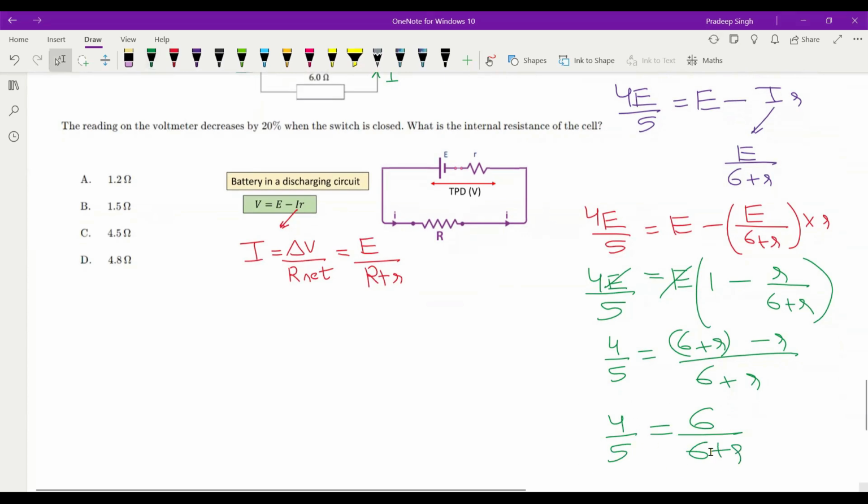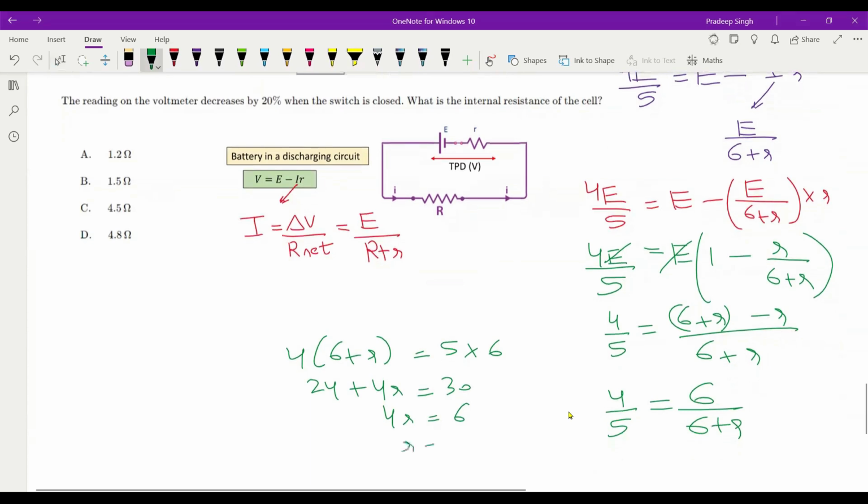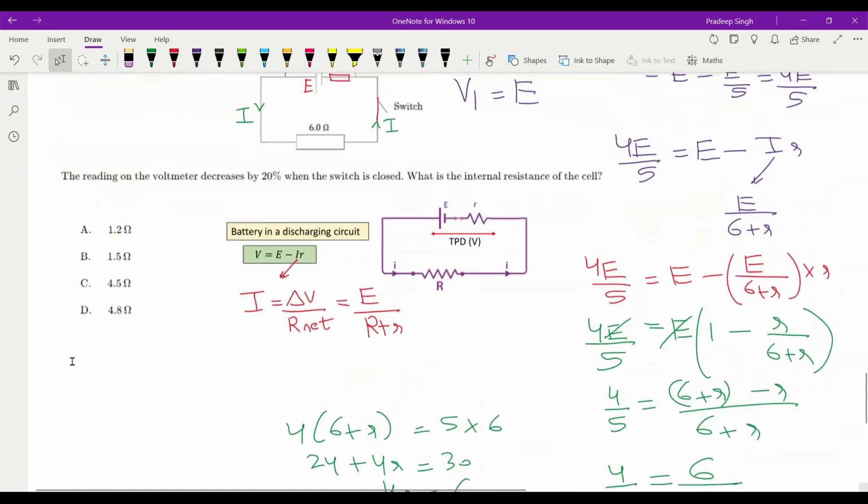Now we can cross multiply. So we'll get 4 times 6 plus r equals 5 into 6. 4 sixes are 24 plus 4r equals 30. 4r comes out as 6. And now if we simplify, r will come out as 6 by 4, which is 3 by 2, hence 1.5 ohms. So the internal resistance of the cell is 1.5 ohms, which is option B.